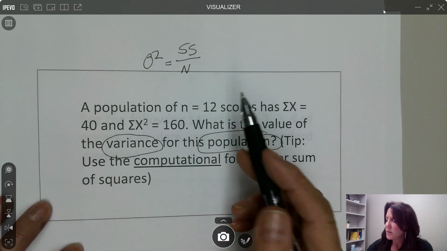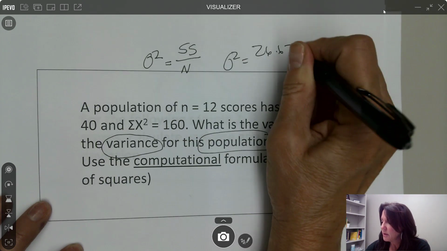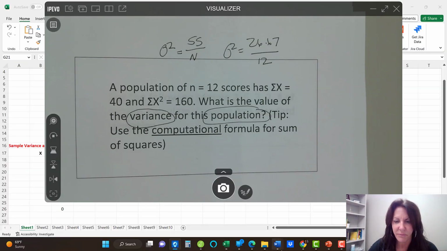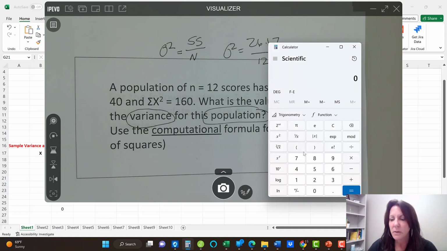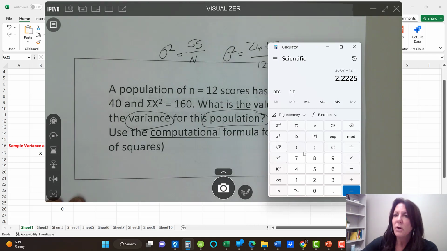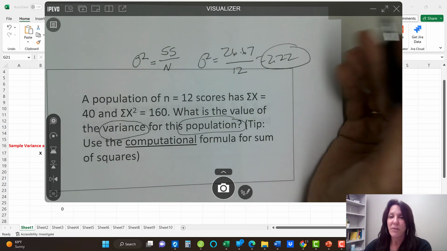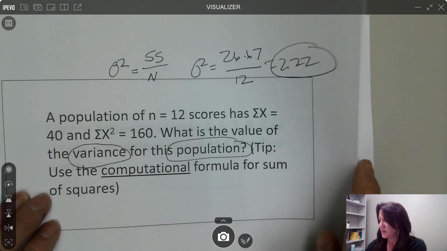I have those formulas at the ready, I know. So I can easily figure this out. I know that my sums of squares was 26.67. My n was 12. Now I can't just do this in my head. So we have 26.67 divided by 12, and that gives us 2.22. So the variance for this population is 2.22. If we wanted to find the standard deviation, we would just take the square root of that. But it didn't ask for that, so we're not doing it.